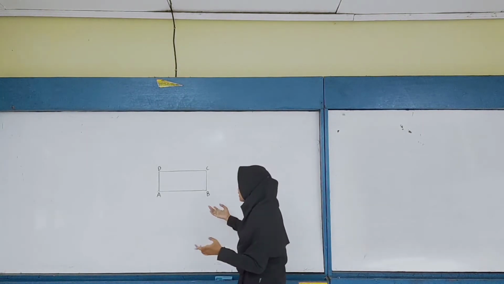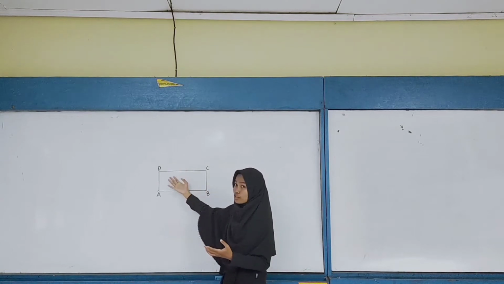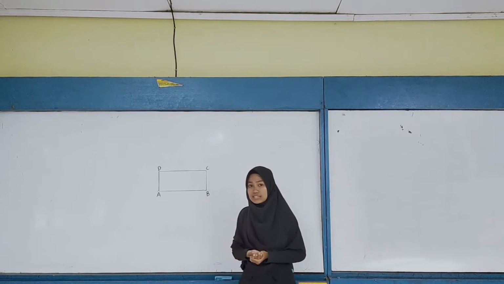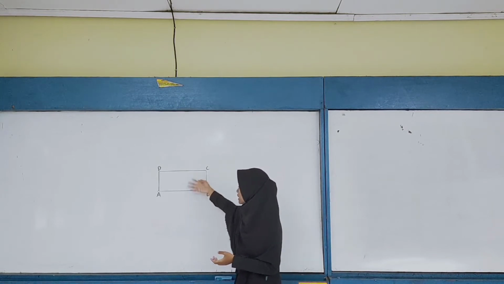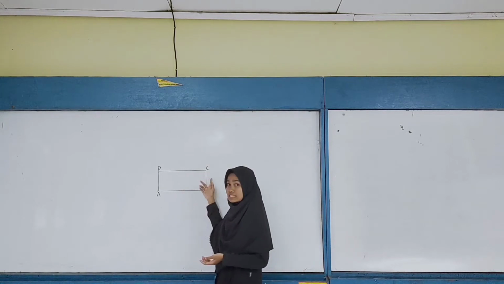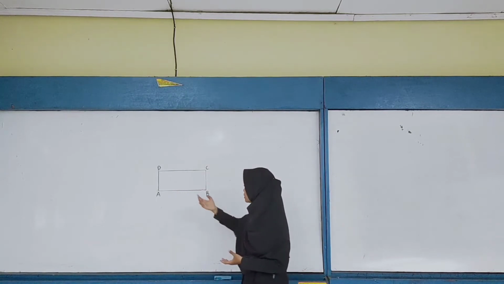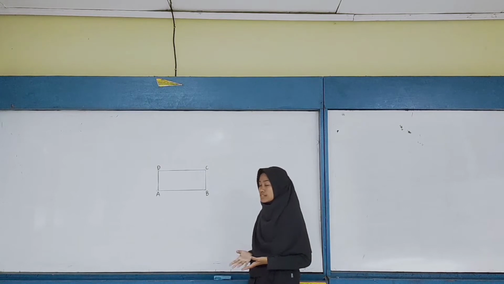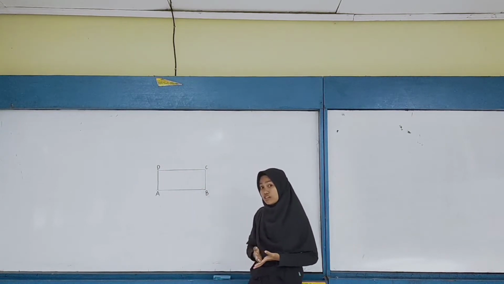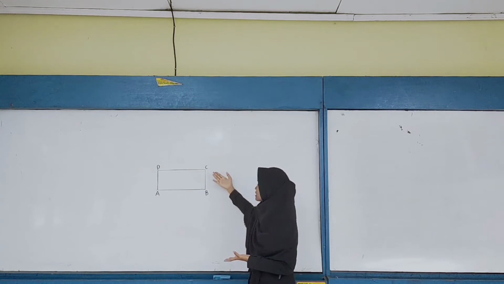Yes, that's right. The rectangle has four sides, where the opposite sides are equal and parallel. Side DC is equal and parallel with side AB, and side DA is equal and parallel with side BC.